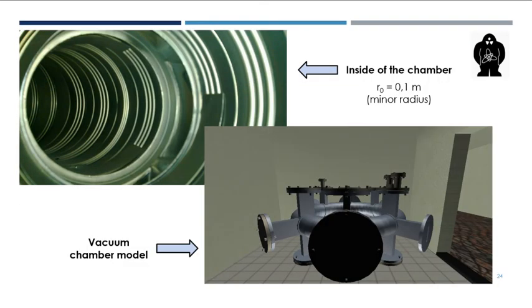The picture on the left shows the inside of the vacuum chamber. The radius of what you see, called the minor radius, is just 0.1 meter for tokamak Golem. The bottom picture is a 3D model of the chamber with its ports.